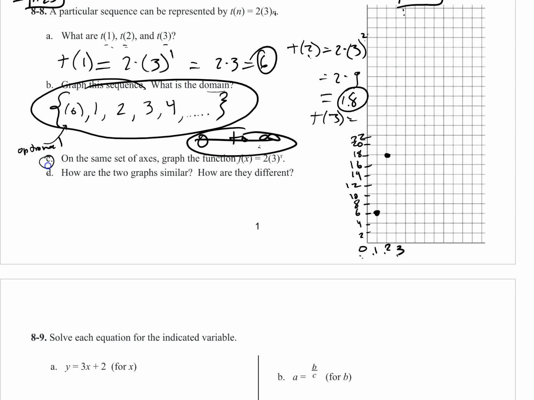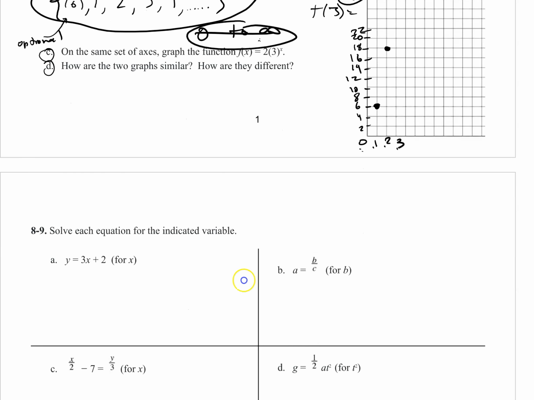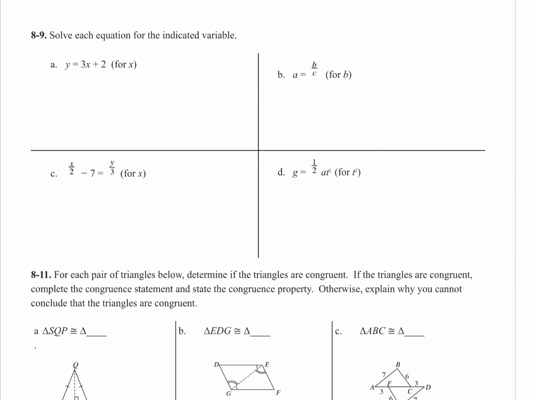Alright, I'll let you do C and D. 8-9. Solve each equation for the indicated variable. So for D, we're going to solve for t squared. Since there's a fraction, I'll multiply both sides by 2. We have 2 times g, and then 2 times half a t squared.